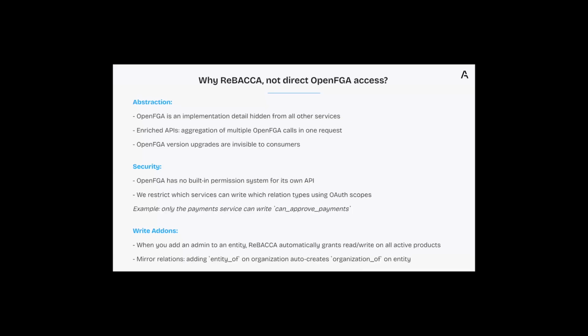So they all go through our .NET service, Rebecca, with specific business-oriented APIs, and we hide the complexity of OpenFGA. Even if it's simple, it's better for us to abstract it. So when we upgrade, for example, the OpenFGA versions, nobody notices. And we can aggregate multiple OpenFGA calls into one single Rebecca request.